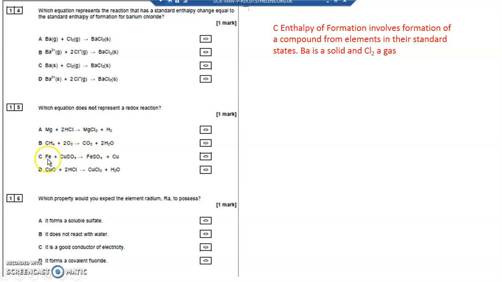Fe is in oxidation state 0 there as an element on its own. SO4 is a 2- ion. There's no charge overall, so the Fe must be in +2. It's gone from 0 to +2. It's been oxidized. So C is redox, so the answer must be D.